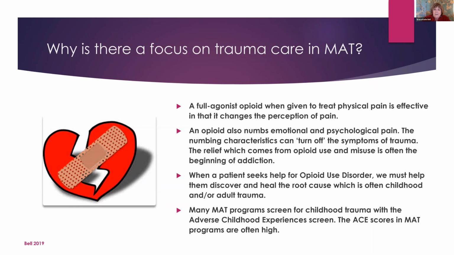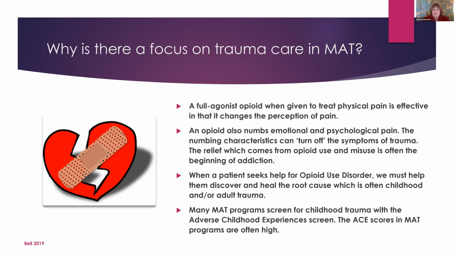Why is there a focus on trauma care in medication-assisted treatment? As we talked about earlier, a full agonist, when given to treat physical pain, is effective in that it changes the perception of all pain. An opioid also numbs emotional and psychological pain. The numbing characteristics can turn off the symptoms of trauma. The relief which comes from opioid use and misuse is often the beginning of addiction. So this is where we got into trouble with pain meds for pain, and the person experiencing relief for lots of other painful symptoms, especially trauma.